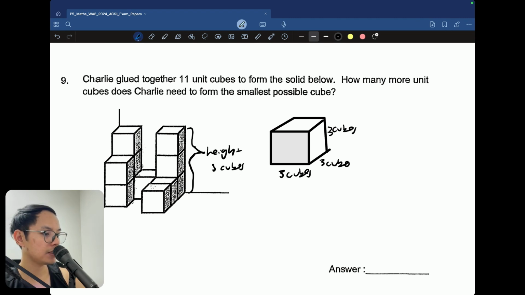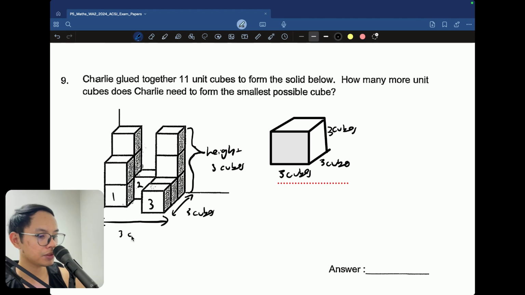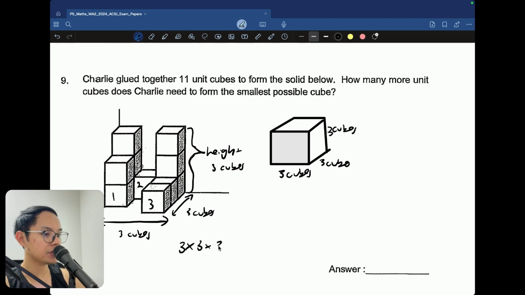Now we just need to know the breadth over here. The breadth is also 3 cubes, and the length over here is 1, 2, and 3, which is 3 cubes. So the volume is basically 3 times 3 times 3, which is 27 cubes. Since we have 11 cubes, we do 27 minus 11, and we need 16 more cubes. There you go.